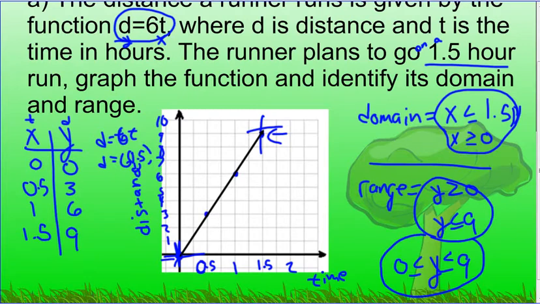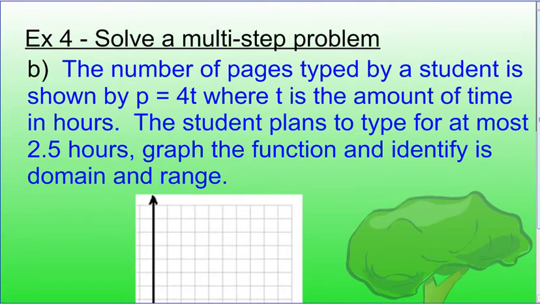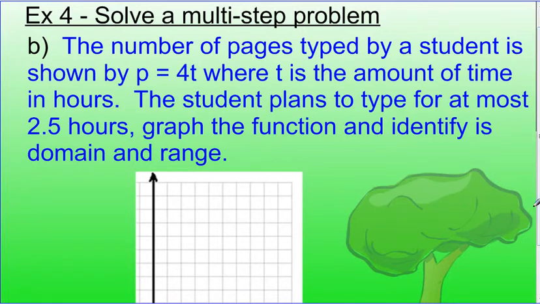Okay. I would like you to try example 4, letter B. I think this is the last problem for the day, so try this problem out, pause the video, work on your own. When you're ready to continue, hit play, and we will go through it together and get it done.